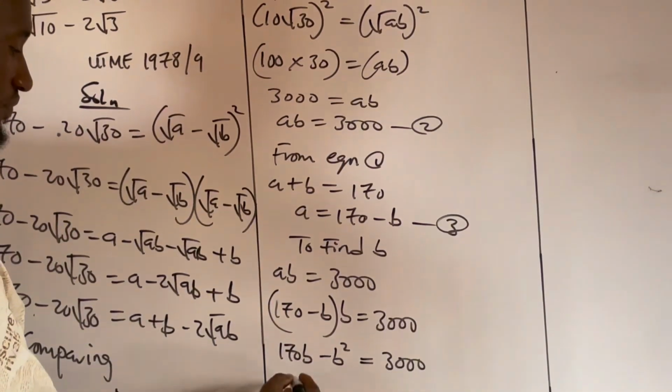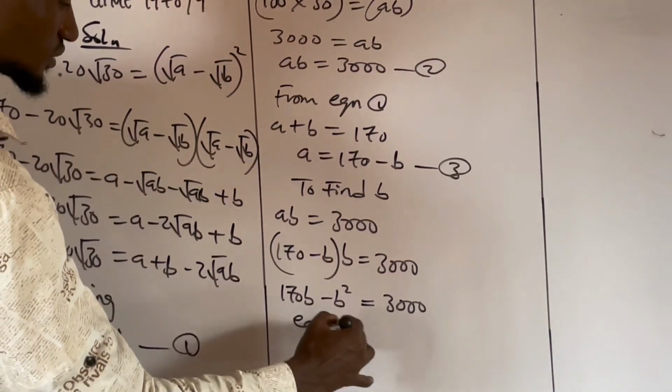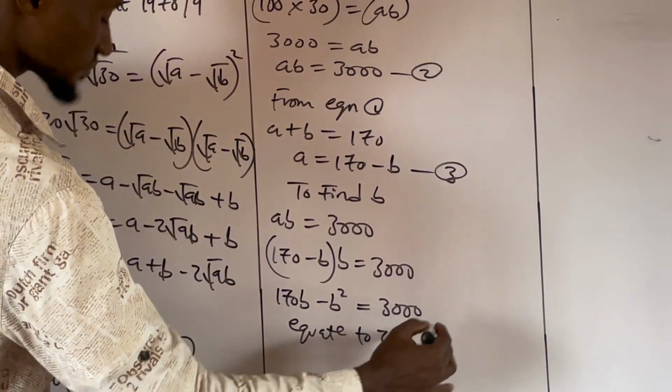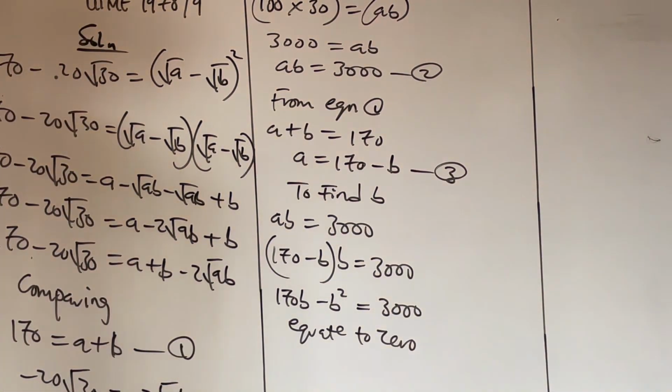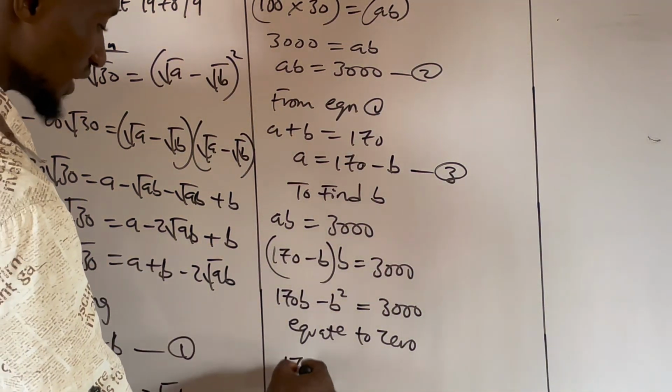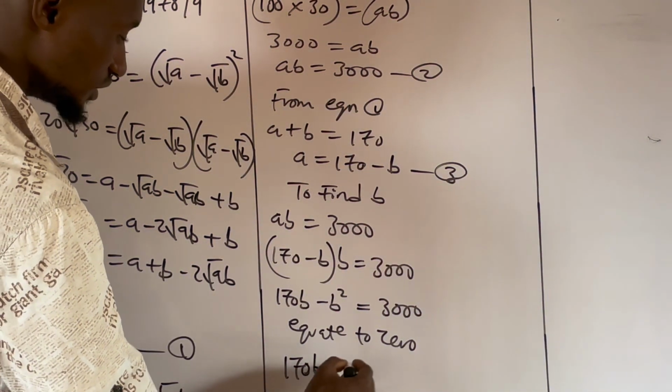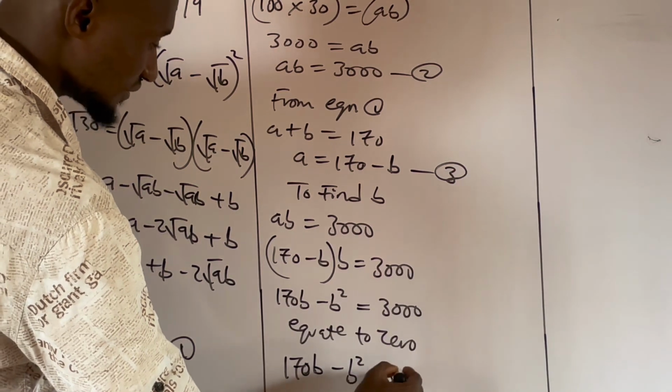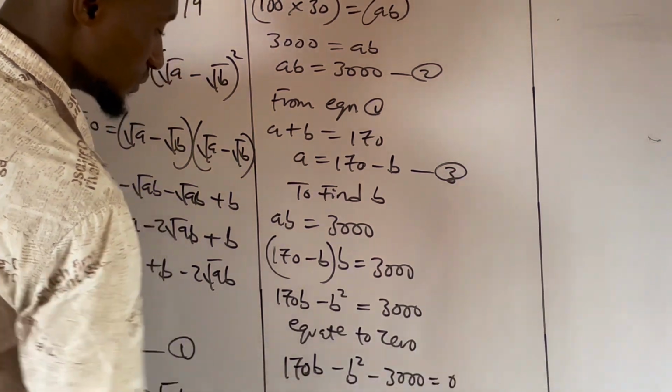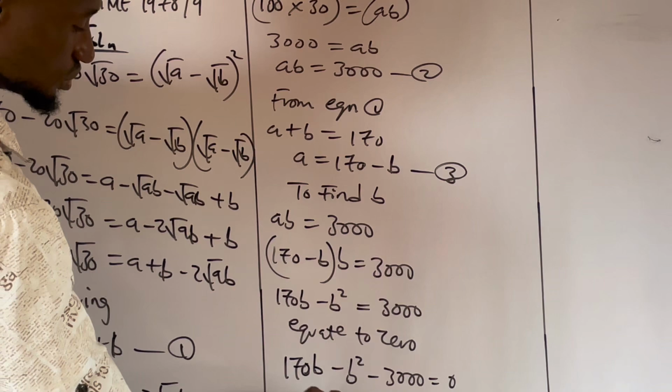What do you do here? You equate to 0. When you do that, you're going to have 170B minus B squared minus 3,000 equal to 0. What else do you need to do? You rearrange.